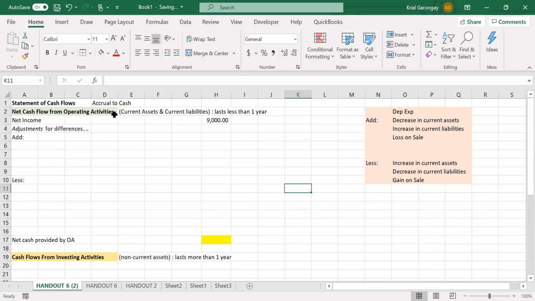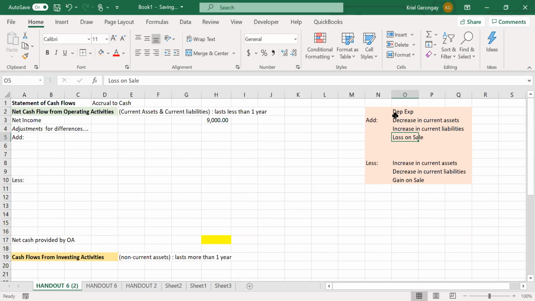So here's a tip for you. For operating activities, you're dealing for the most part with current assets and current liabilities. As you can see in this chart here, if there's a decrease in current assets, you're gonna have to add it back. And if there's an increase in current liabilities, you're gonna have to also add it back. And the two accounts that aren't really current assets or liabilities are the depreciation and the loss or gain from sale.